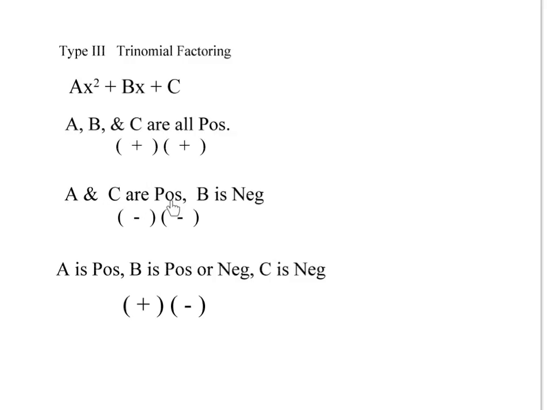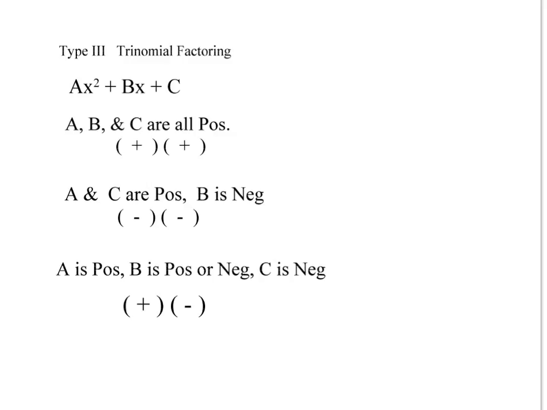If A and C are both positive, but my middle term, the B term, is negative, inside my houses I'm going to have negatives. And the reason for that is because negative times negative is still going to give me a positive C. If A is positive, B is either positive or negative, but most importantly, if my last term is negative, I know I'm going to have inside my houses one sign of each, a positive and a negative, because positive times negative is negative, and that's going to give me my final term.